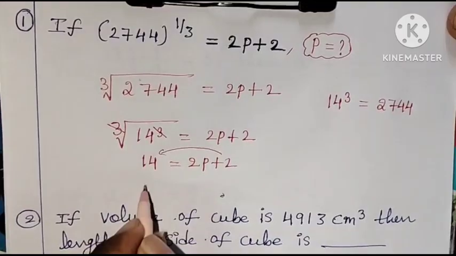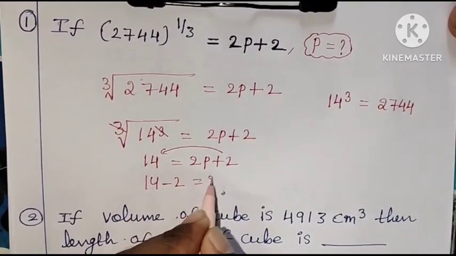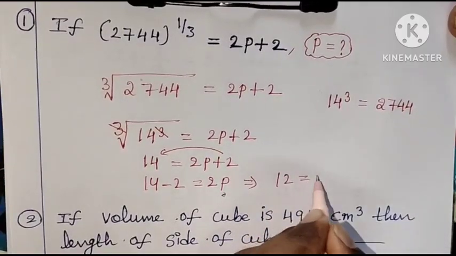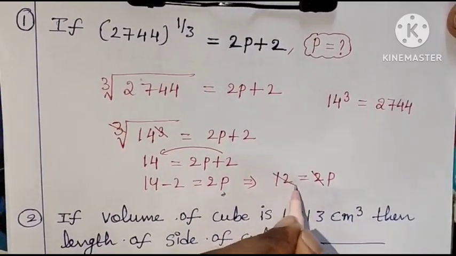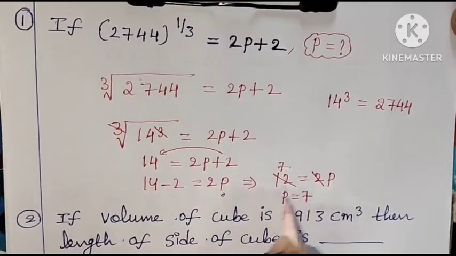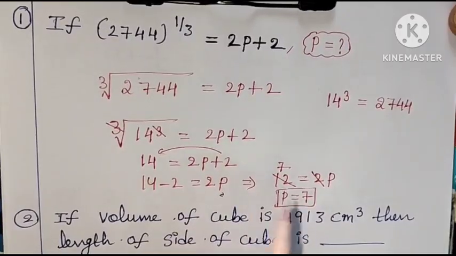Now transpose 2. 14 minus 2 is equal to 2p. And 14 minus 2, how much? 12. 12 is equal to 2p. So 2 sixes are 12. Therefore p value is how much? P value is 7. P is equal to 7.